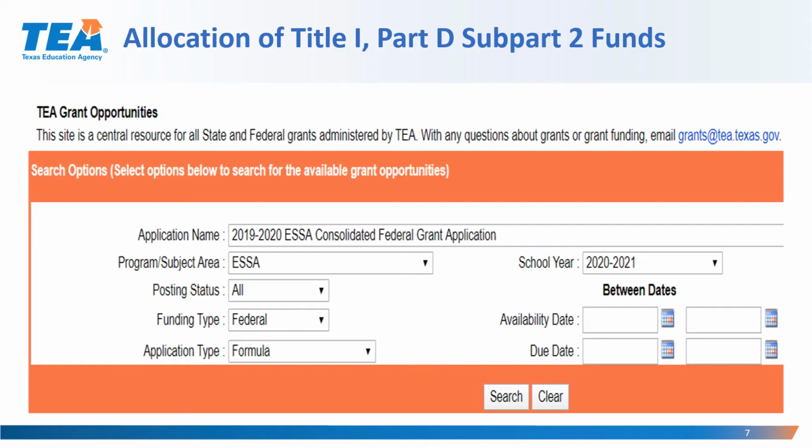The ESSA Consolidated Federal Grant Application incorporates the LEA plan required by federal statute into the annual application for funding. These programs include the Title I Part A, Title I Part C, Title I Part D, Title II Part A, Title III Part A, and Title IV Part A.